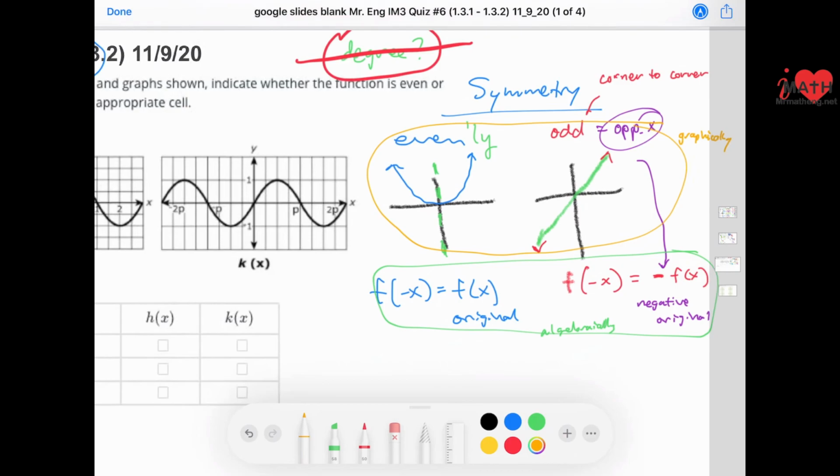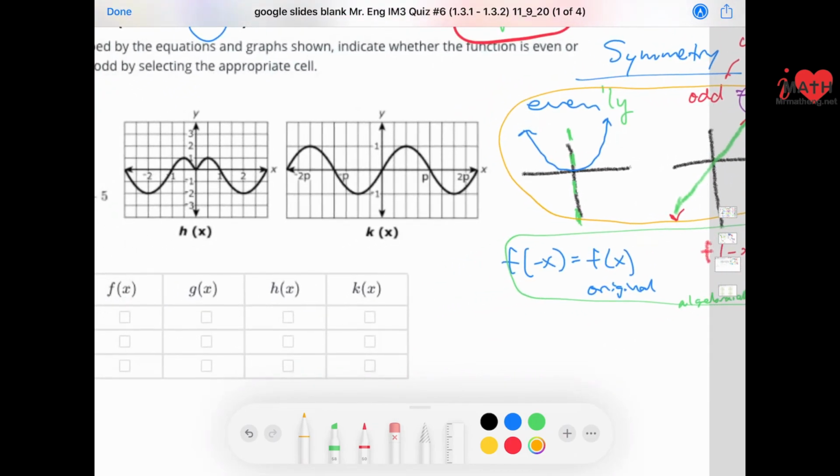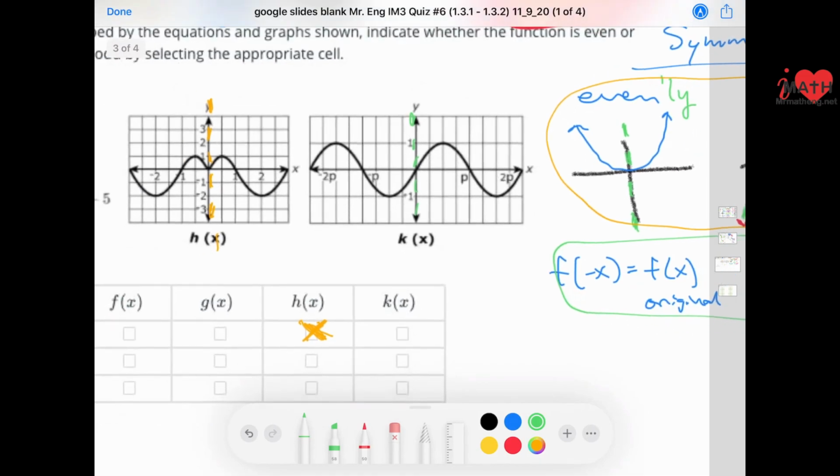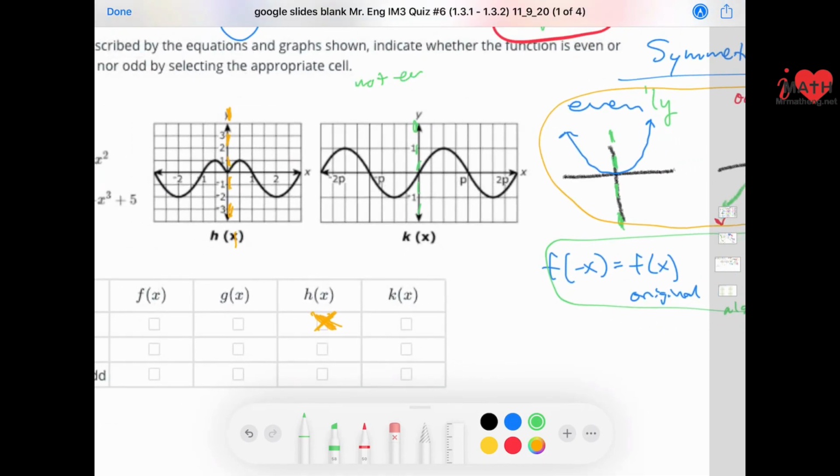So in this problem, you have two that are graphical, so let's go ahead and do this one. Question, for h of x, can I fold that in half on the y-axis? And you can, so that is even. Can I fold this one down this way? And the answer would be no. So it's not even, because you can't fold it on the y-axis. It's not folded evenly. The next thing is, can you do it corner to corner?